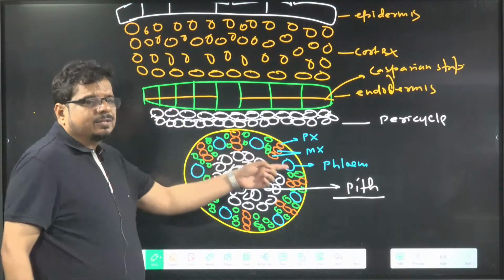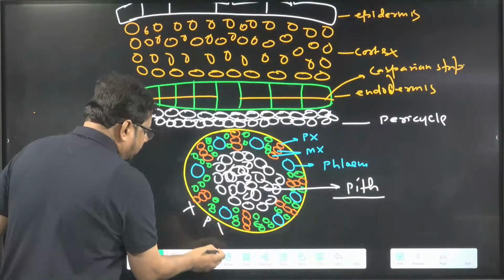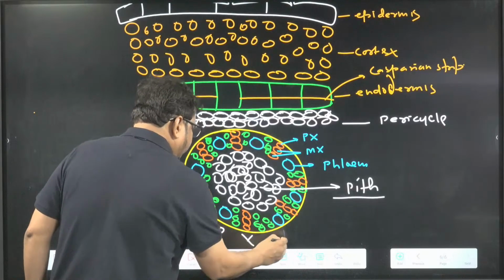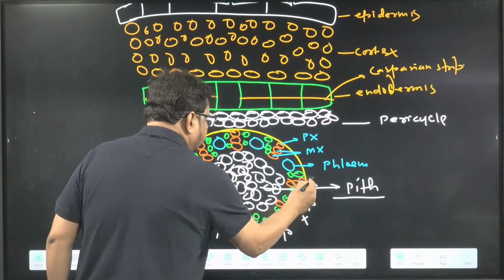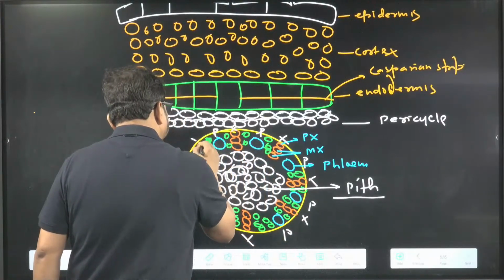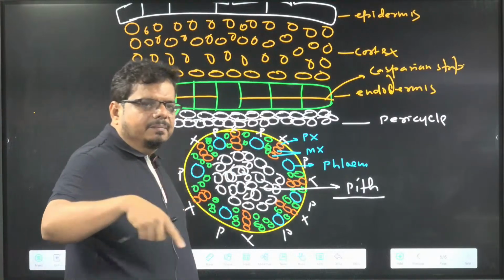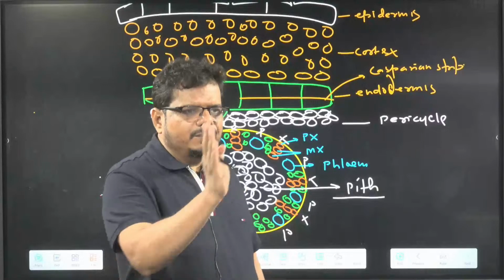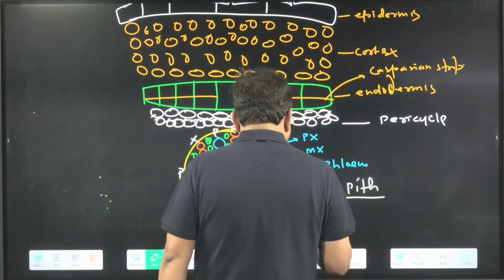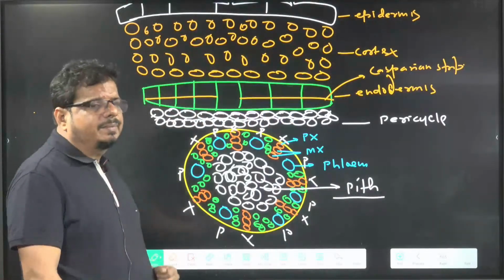So here, how many vascular tissues are you finding? I am telling: xylem, phloem, xylem, phloem, xylem, phloem, and so on. Many vascular tissues are there. Xylem and phloem, what is it basically? So we are saying the vascular tissue is many, polyarch. Now I am telling you the comparative differences.